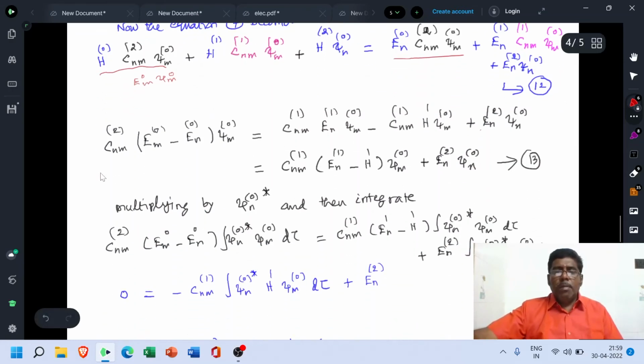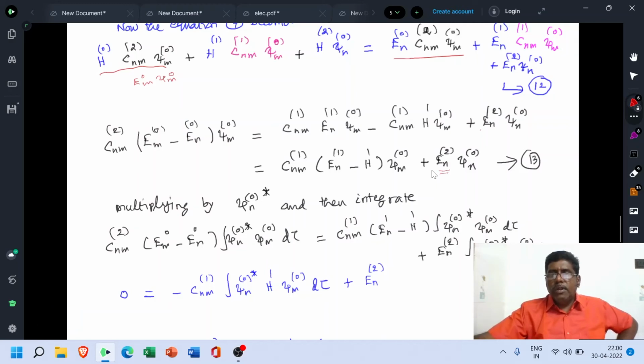Now multiplying equation 13 by psi n0 star, because we have to evaluate the value of En of 2 into psi n0. So we have to create our normalization condition, that is psi n0 star psi n0 d tau equal to 1. We have to arrive at this condition because we need this En of 2 alone. Therefore multiply equation 13 by psi n0 star.